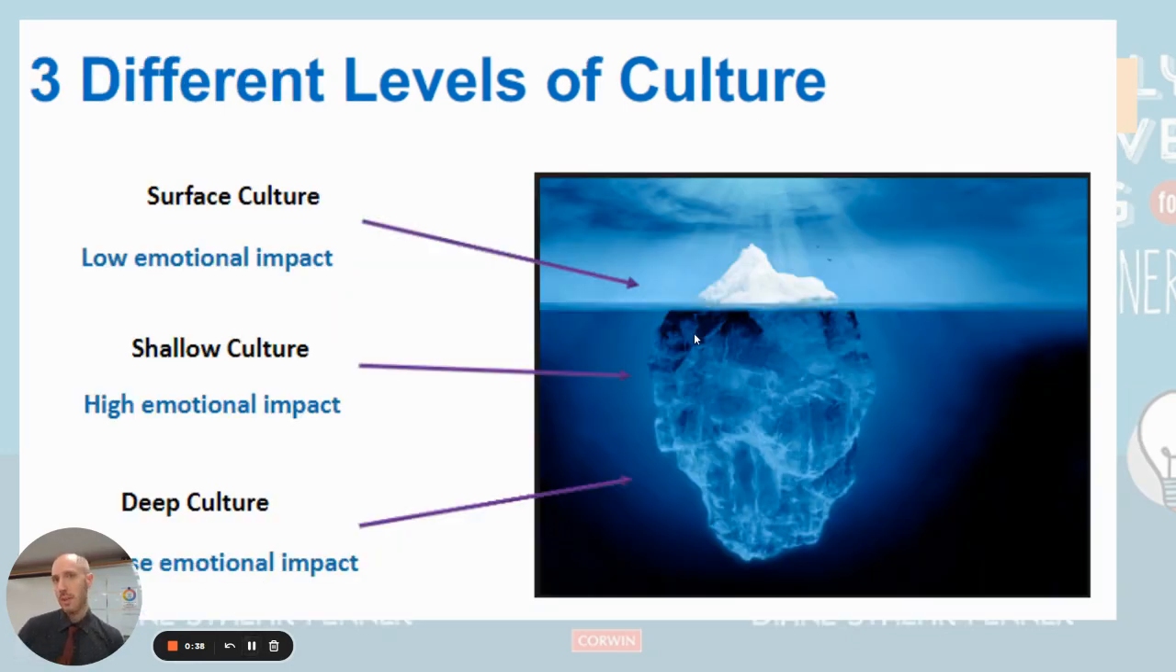Now, culture in terms of the context that we're talking about with culturally responsive teaching, culture is a system of shared beliefs, values, customs, behaviors, and artifacts that the members of society use to interact with their world and with one another. And so culture is very much like an iceberg. The part of the iceberg that we see is just like the part of culture that we see, surface level culture. And these have low emotional impacts. These are things like food, clothing, and language.